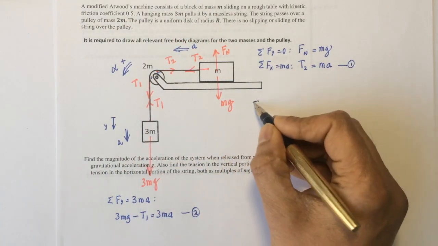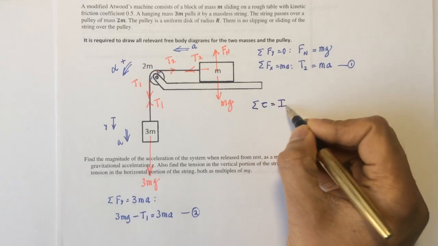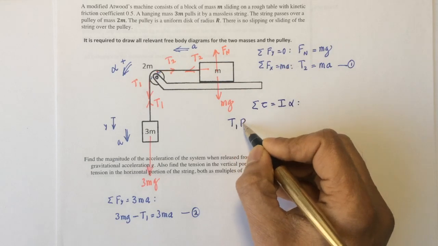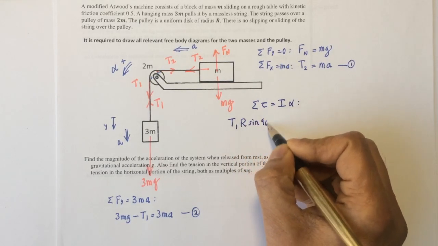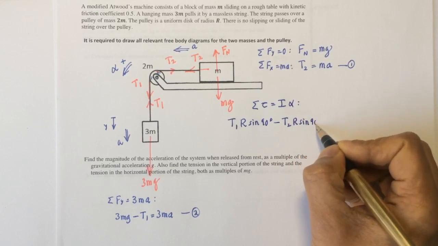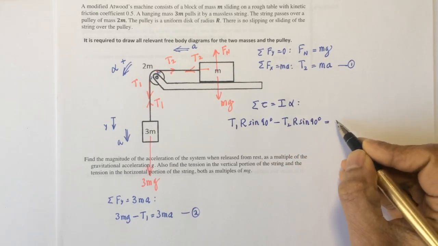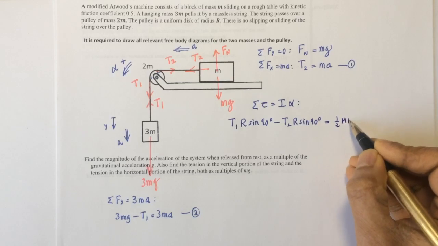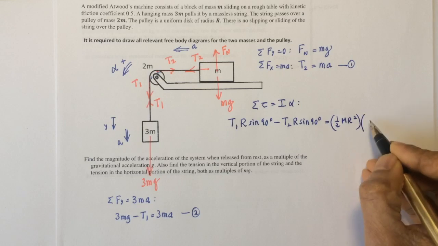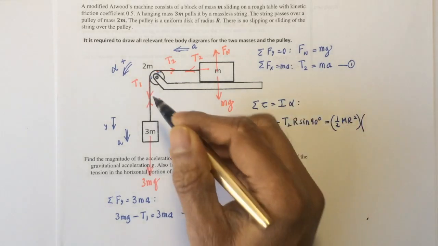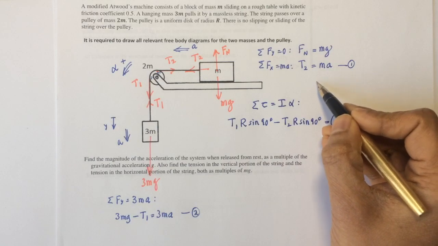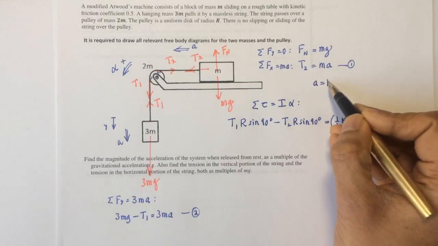So sum of the torques equals I alpha gives me T1R sine 90 degrees minus T2R sine 90 degrees is equal to the moment of inertia of a disk, which is 1/2 mr squared from your formula sheet, moment of inertia table that is, times alpha. Now alpha is related to a by using the relationship between linear and rotational variables, and that is a equals R alpha.